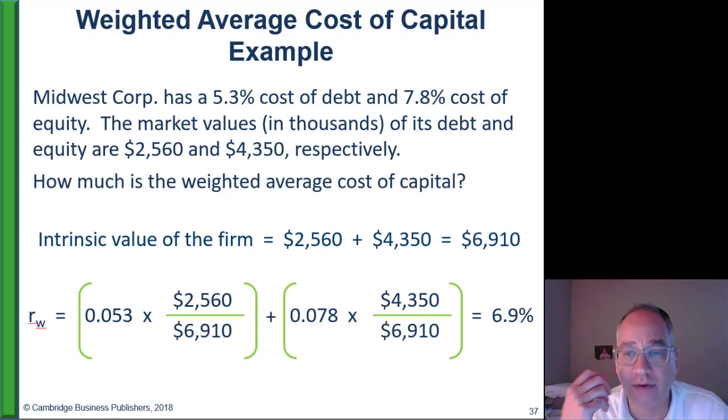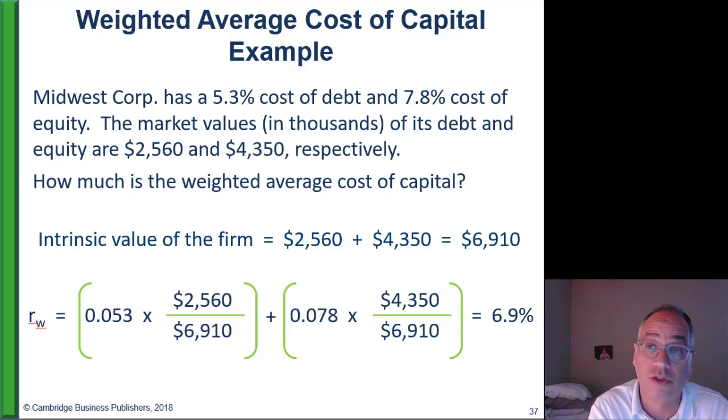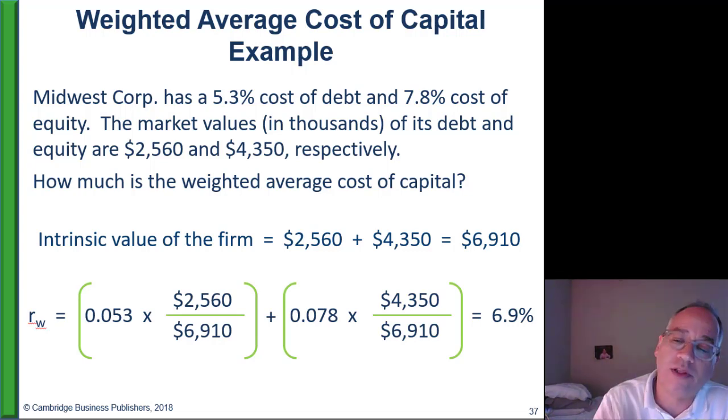Here, Midwest Corp has a 5.3% cost of debt and a 7.8% cost of equity, based on the calculations that we've been talking about before. 5.3% would be the total interest paid divided by the total average debt outstanding. 7.8% would be based on the capital asset pricing model. The market value of the debt is $25.60, and the market value of the equity is $43.50. So you would plug all these numbers into the formula, and you would get a weighted average cost of capital of 6.9%.